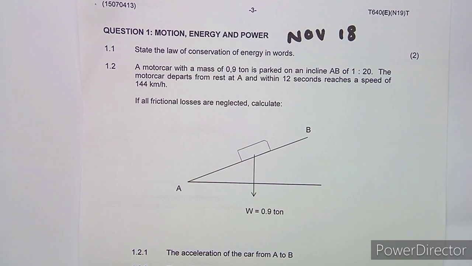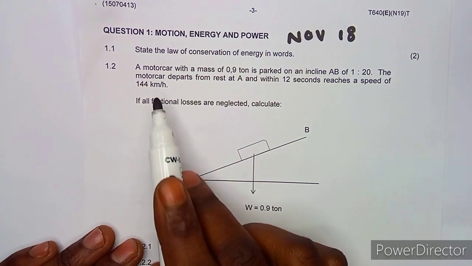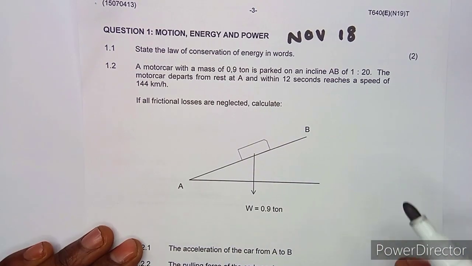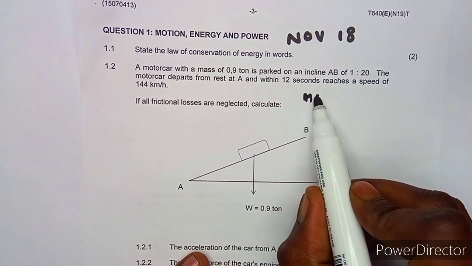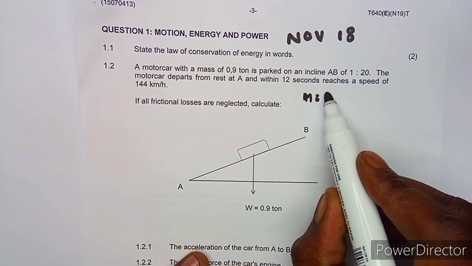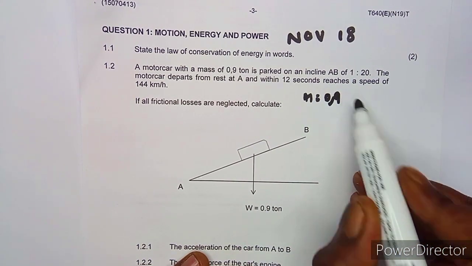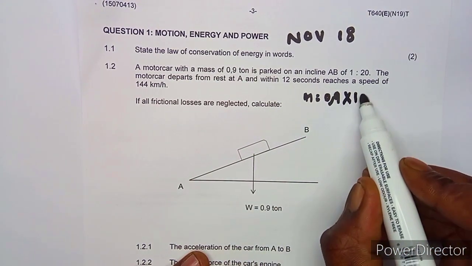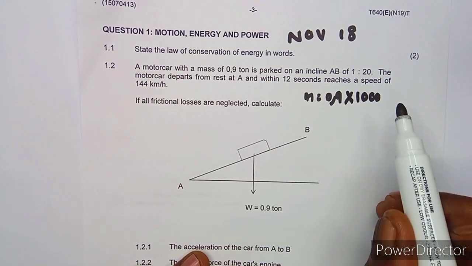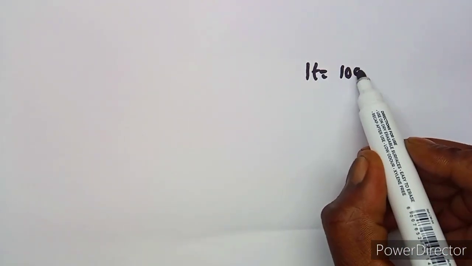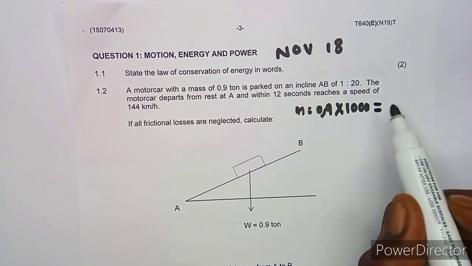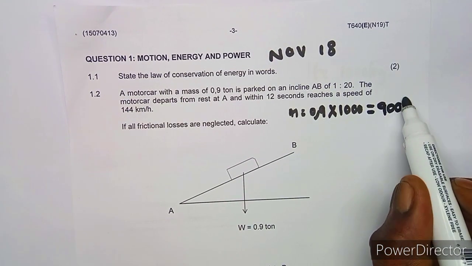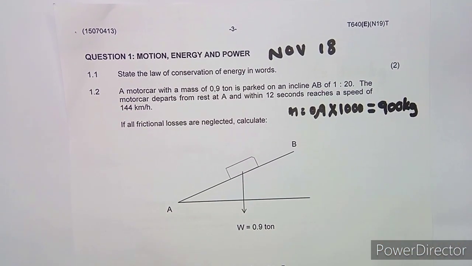So there on number 1.2, we are given a motor car with a mass of 0.9 ton. Take note, mass must be in kgs, as we know. To convert to kgs, you have to multiply by 1000, because in 1 ton we have 1000 kilograms. So multiplying by 1000 gives us 900 kgs. So we have the mass there of 900 kgs.